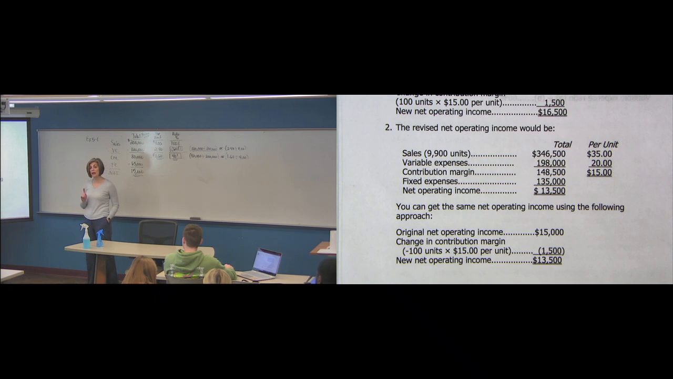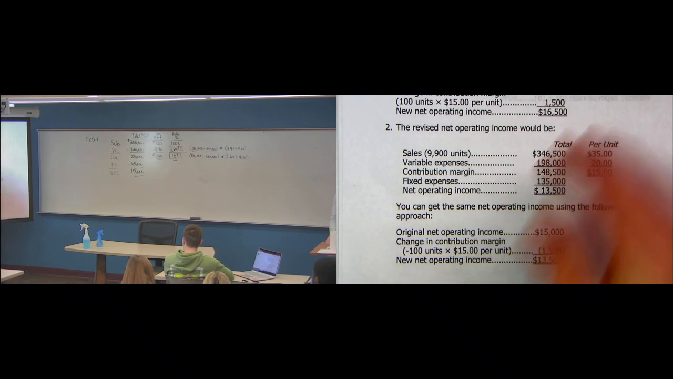So the shortcut for that one, instead of adding another $1,500, you would have subtracted, right? Minus 100 units at $15. So you're losing contribution margin if you're selling less units than where you originally started from. So this is perfectly acceptable. This is just a little shortcut, right? You sell 100 units more, it's an extra 1,500. You sell 100 units less, that's 1,500 less than what you were previously making. Make sense? Okay. Any questions on that one?